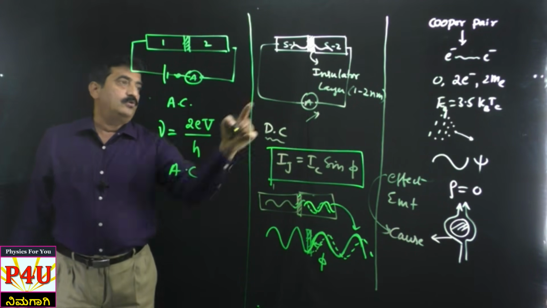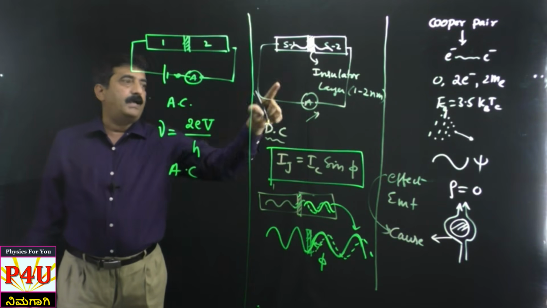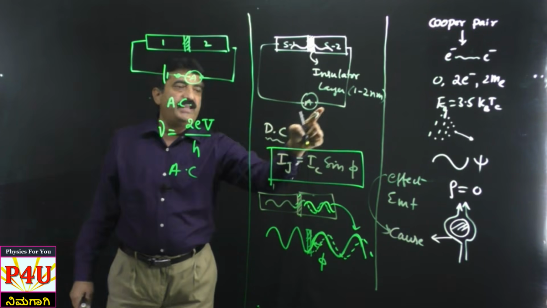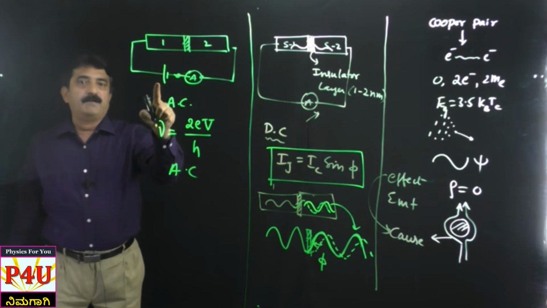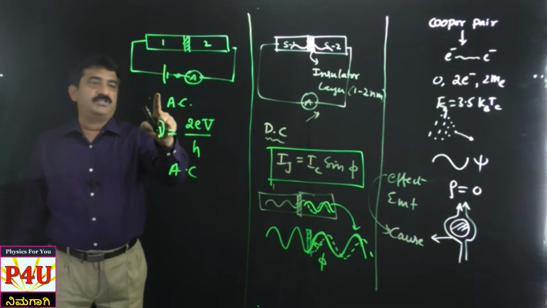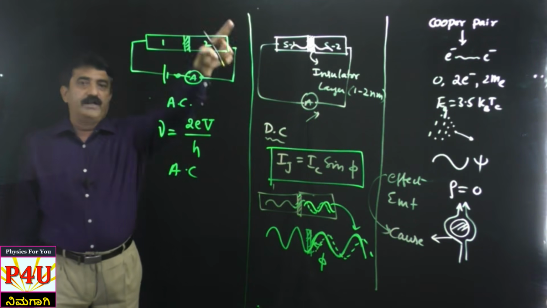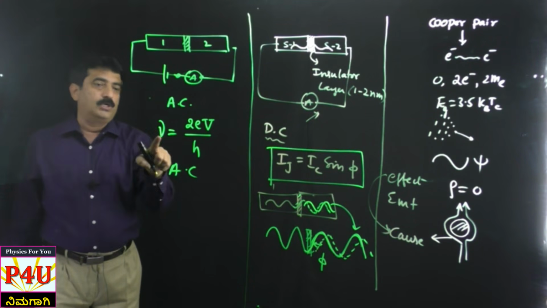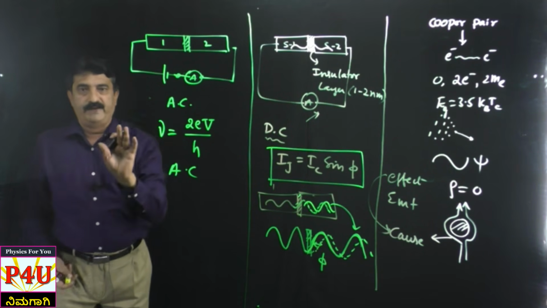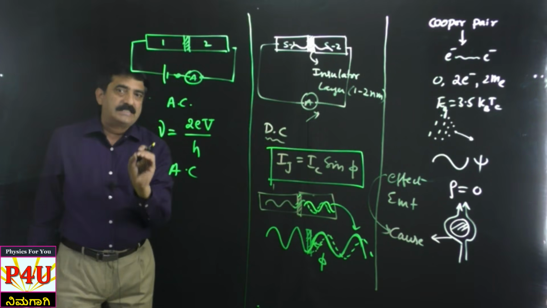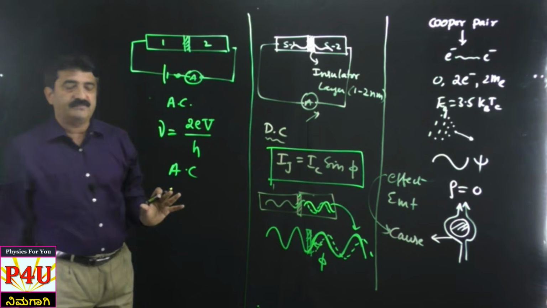So when you don't connect a power supply, current is produced and it is a steady current, so it is called the DC Josephson effect. When you connect a direct power supply, a steady voltage, you get alternating current in the circuit whose frequency is this much, and this is nothing but the AC Josephson effect. Got it? Well, I will explain two more points regarding the Josephson effect.